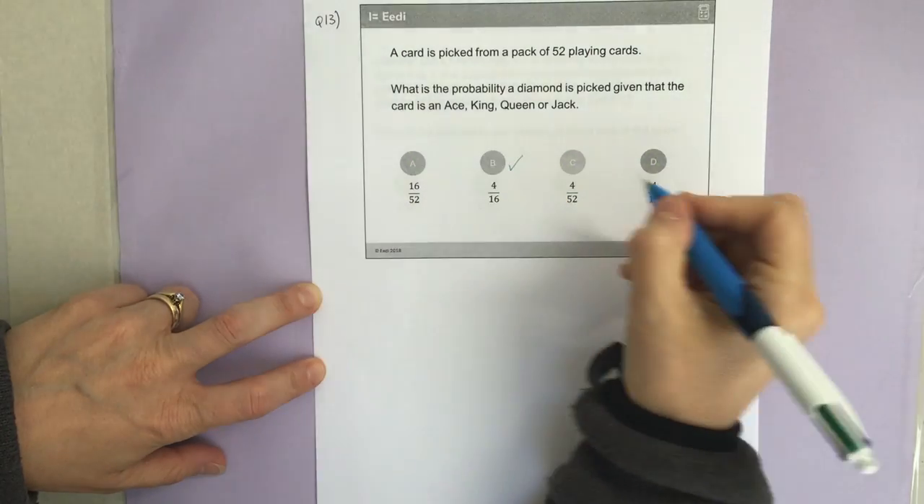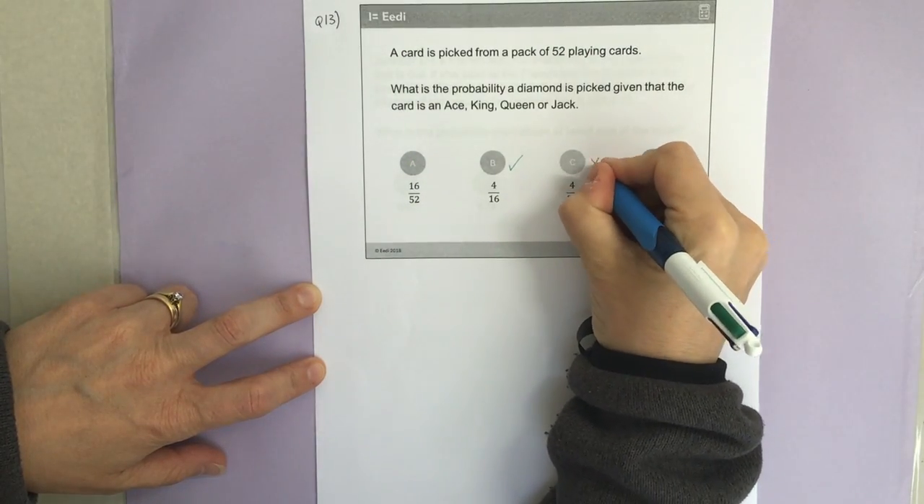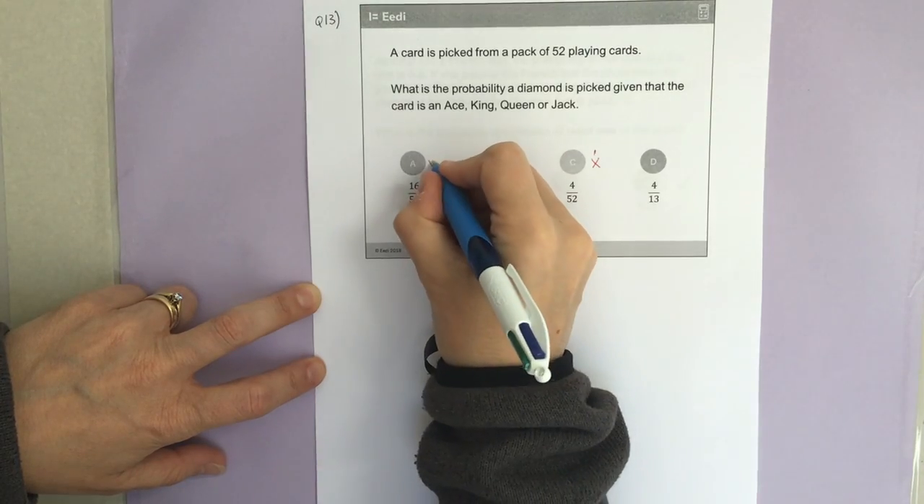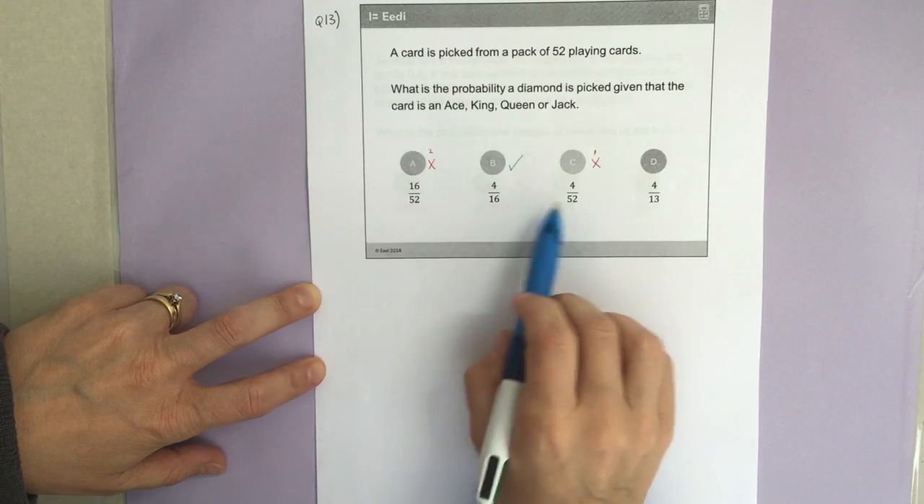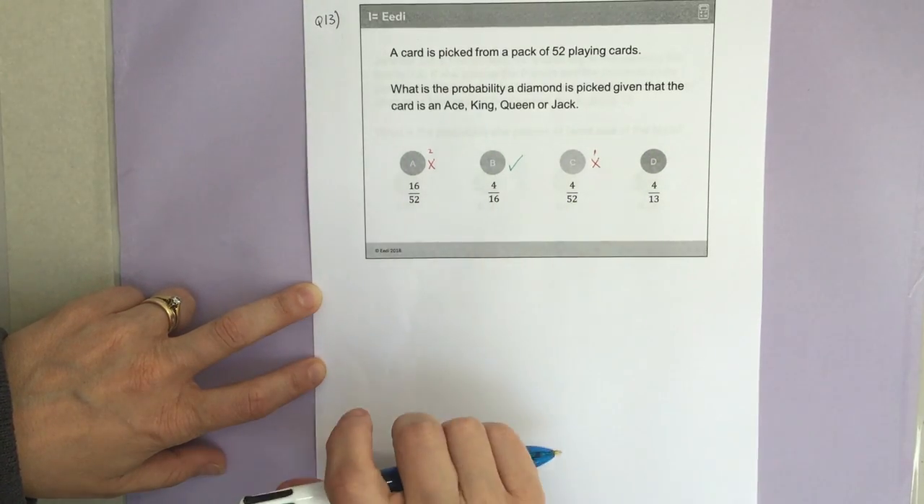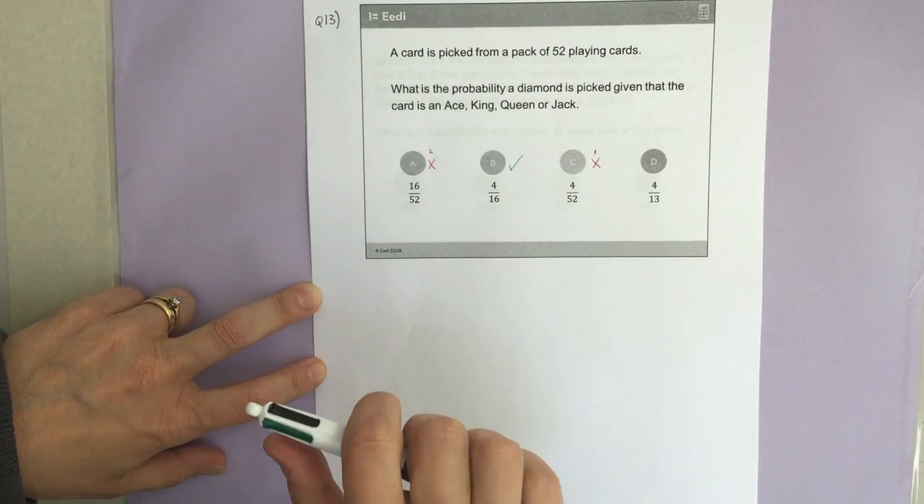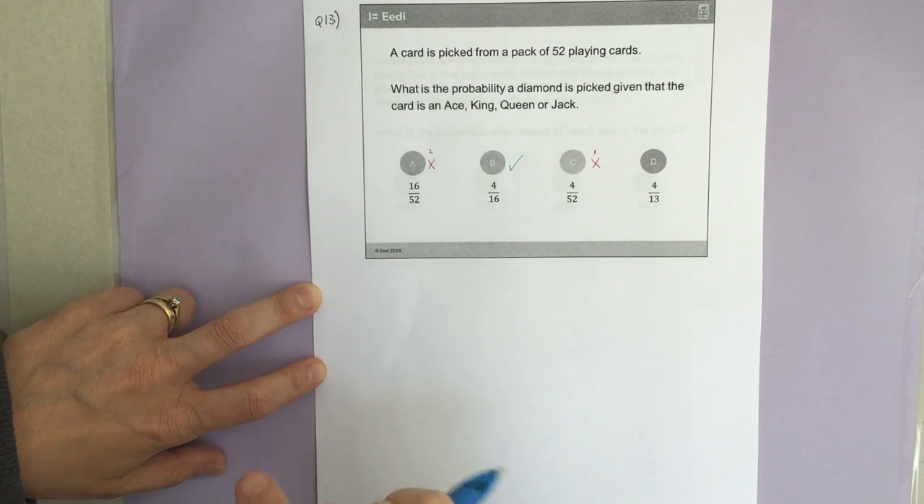Not many people did. C was the most common wrong answer, followed quite closely by A. So we're going to have a look at why these two might have come up as being the wrong answers and how this one works. So let's get the correct answer first of all. We need to read the question carefully.